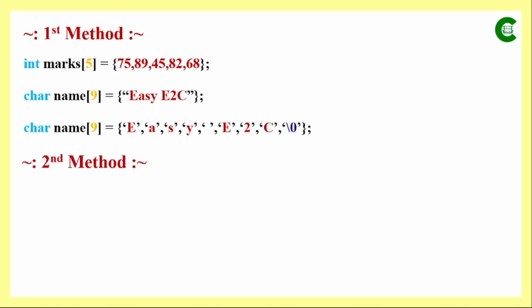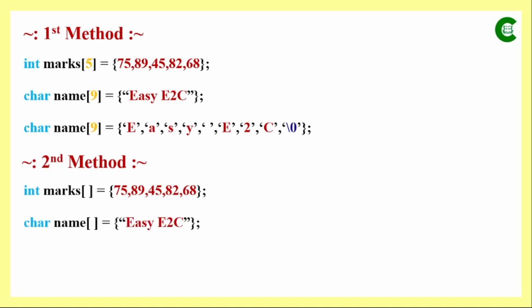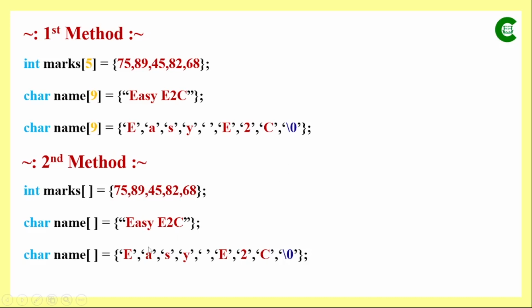Now we will see another method where we are not mentioning the size; rather, in the declaration part itself we are initializing that array with its values. Again we have used the same integer array and same character array, and the method of initialization of all those values is the same, only the difference is here we are not mentioning the size. So however many values we are initializing that array with, accordingly the size of the array will be decided by the compiler, and this method is more efficient than the previous method.